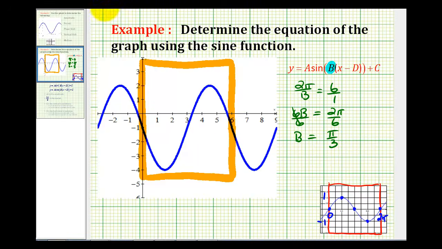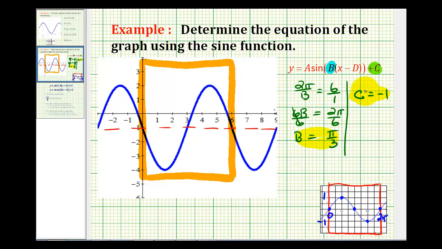Now let's go back to our graph and determine the midline. The midline is going to be at y equals -1. You could think of it as the horizontal line that kind of splits the wave in half. Now, because the midline is at y equals -1, that tells us that our graph has been shifted down 1 unit. And the vertical shift is controlled by the value of c. So because it's shifted down 1 unit, c must be equal to -1. So far we know that b is equal to pi over 3 and c is equal to -1.